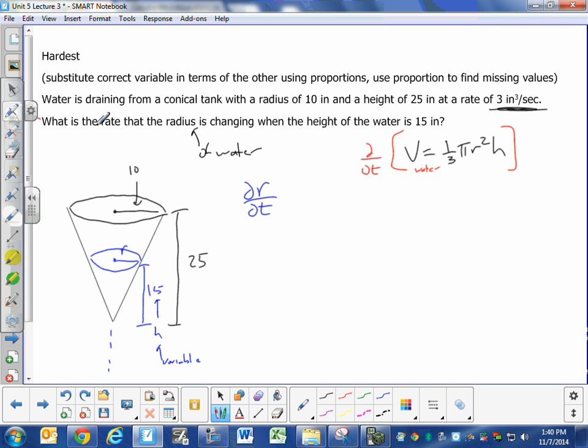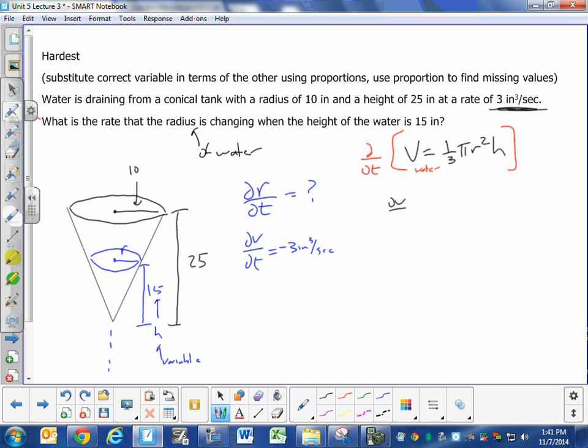I am told also, I might as well write this down. Water is draining at a rate of 3 inches per second. So I'm trying to find dr/dt of this water. And I know the volume of this water is decreasing at 3 cubic inches per second. So let's see what we got.